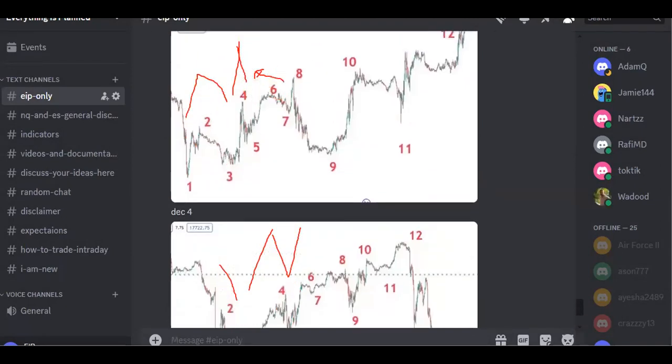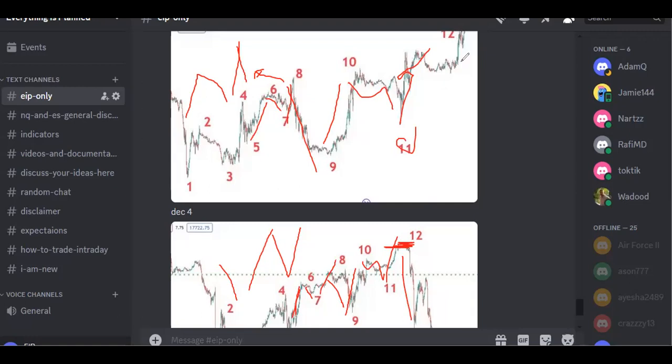And then after 6, a big pump in the 6 happened. And then there was a little bit of correction. And then a big squeeze to the 8, and a big dump to the 9th, and then a 10th, and then an ABC correction till the 11th, and then a big pump to the 12th. And afterwards I sold over here on Friday, and we got this big dump.